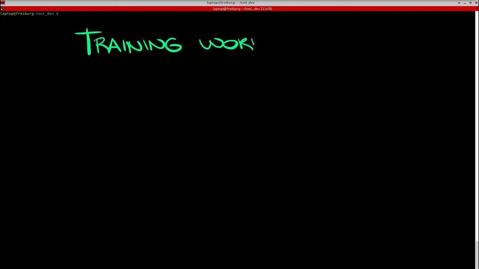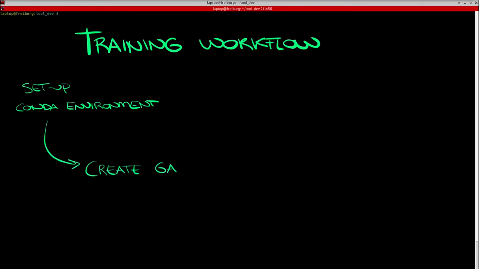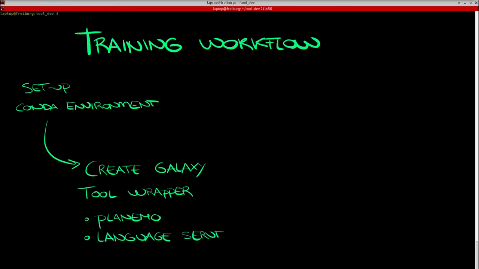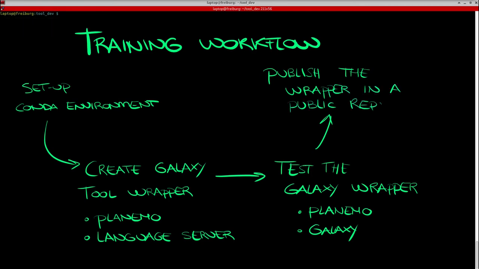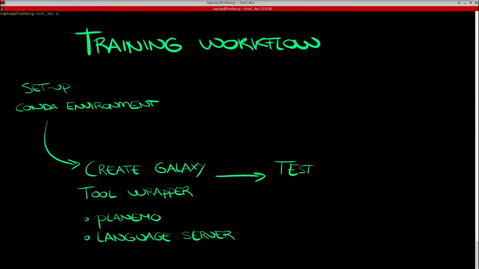This training is organized in four main sections. In the first part, we'll set up the conda environment. In the second part, we'll create the Galaxy tool wrapper by using Planemo and the Galaxy language server. In the third part, we'll test the Galaxy wrapper by using Planemo and Galaxy. And finally, I'll show you how to publish the Galaxy wrapper in a public repository. So, let's start with the first step.